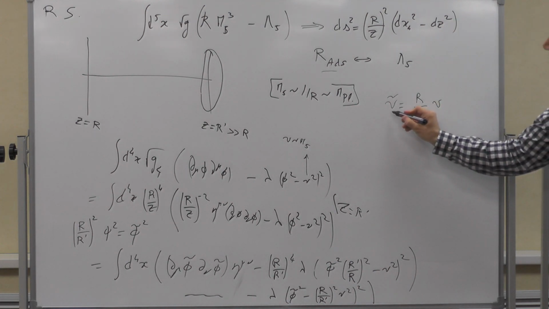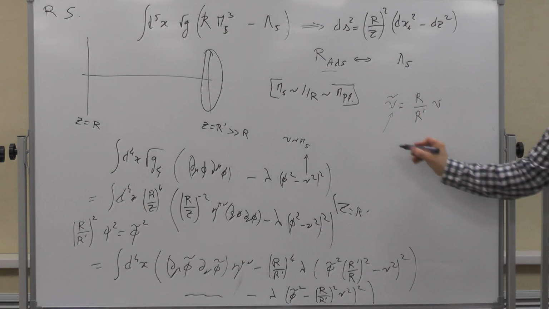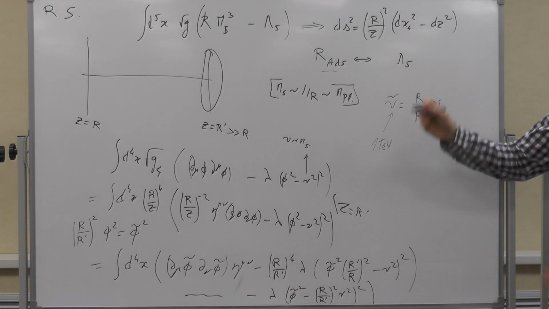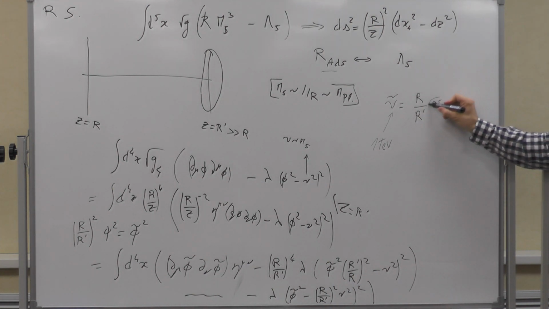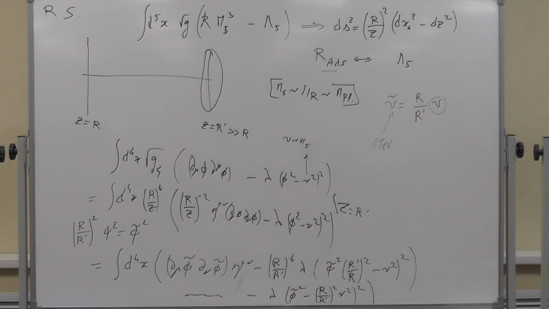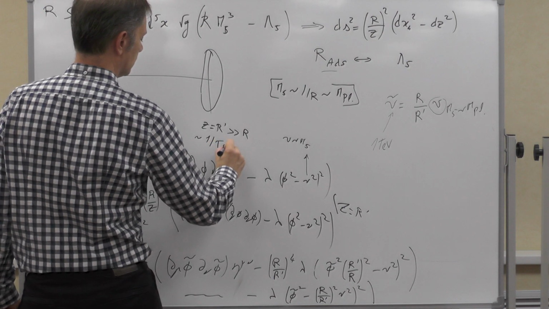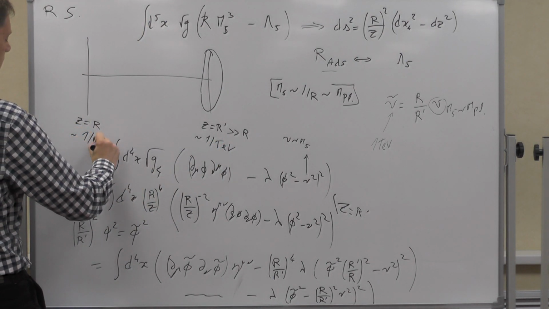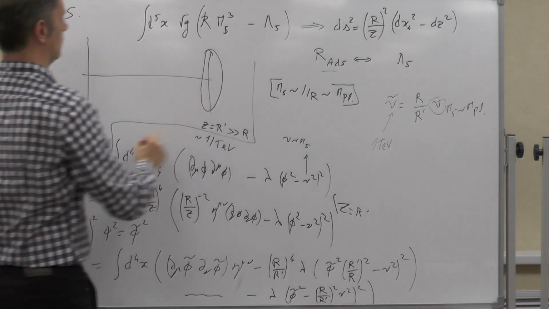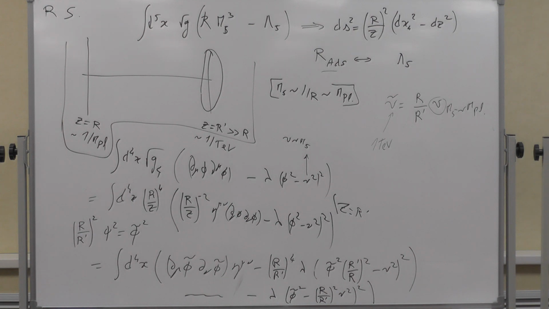In particular, now you see that you can really achieve that v tilde is of the order of 1 TeV, let's say 400 GeV, whatever, even if M star is of the order of M5 or M Planck. And for that, you simply need r prime to be of the order of 1 over 1 TeV, with r normalized to 1 over M Planck. So you really need to go along this AdS space in this coordinate system from z equal 1 over M Planck down to z equal 1 over TeV.